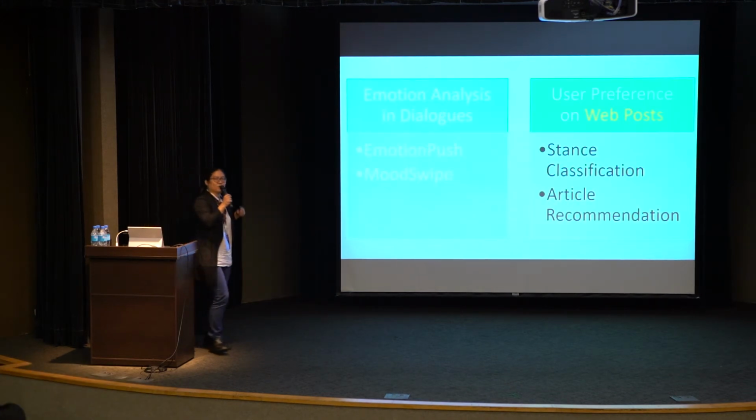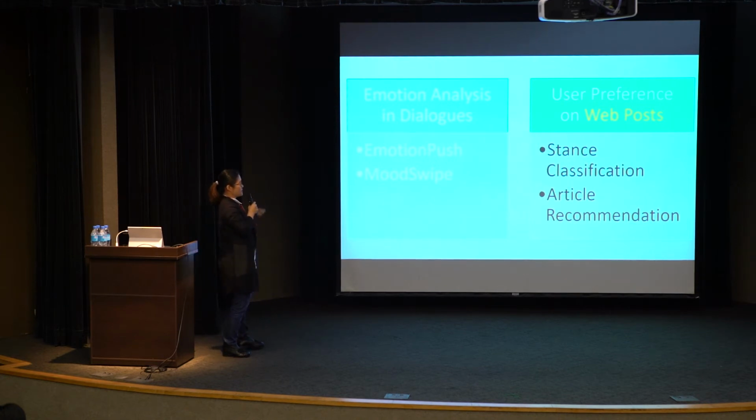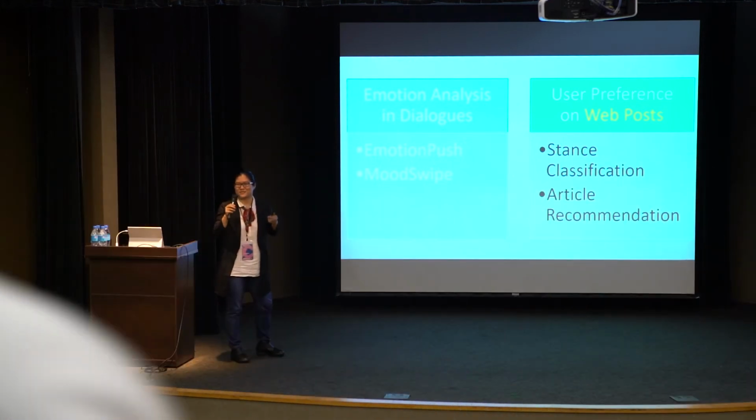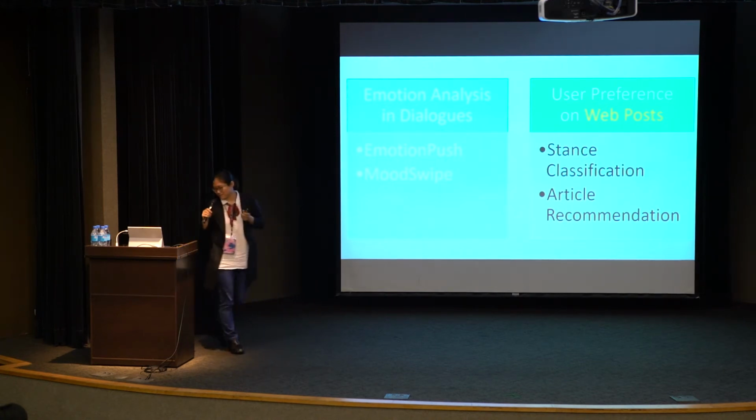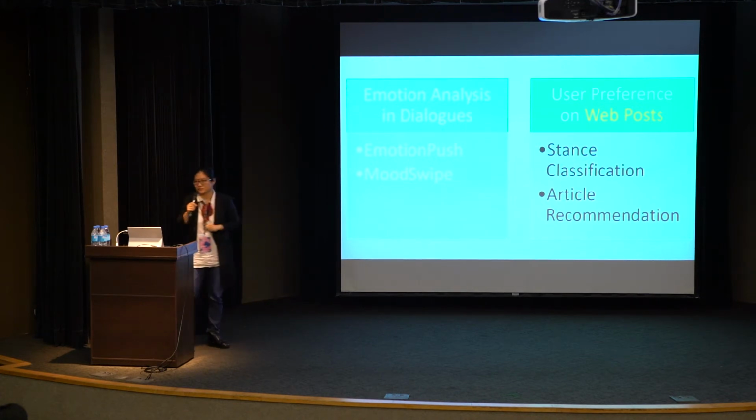Okay, then next I'm going to introduce user preference on web posts. The previous research is about the emotion and sentiment information that a user expresses or receives, because it's in the text messages. But if we want to detect users' preference, they usually don't tell you using text or speech, like, oh, I do like this item. So you need to detect it from their behavior. In this part, I will introduce two of our research topics, including stance classification and article recommendation.